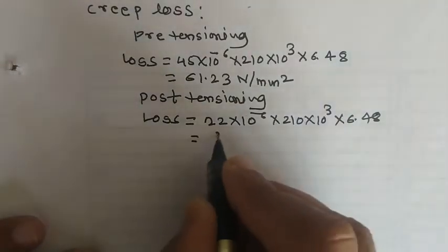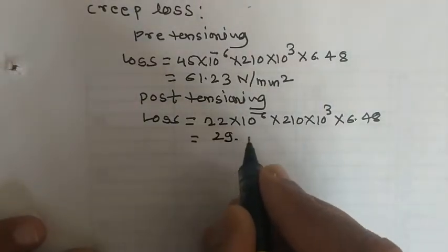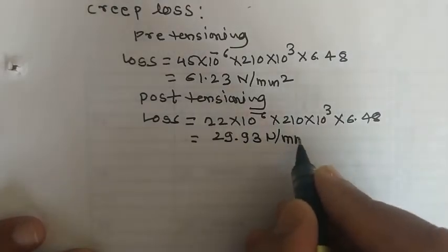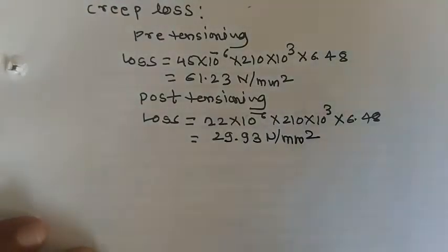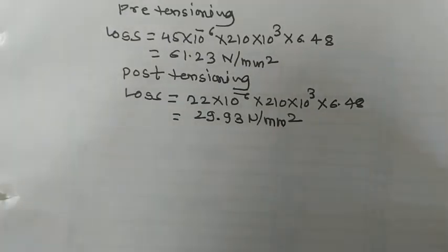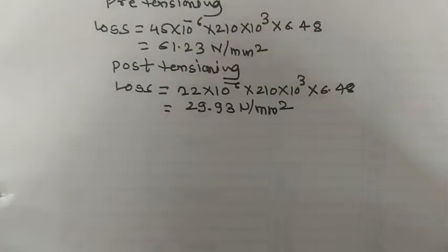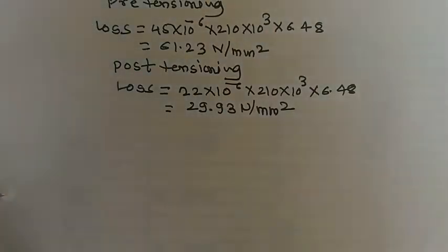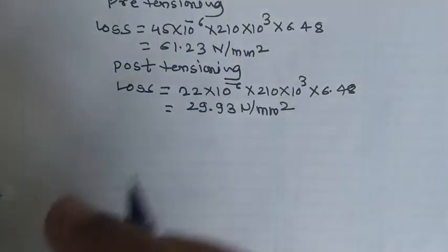The value is 29.93 Newton per mm square. So we have calculated the creep loss. The next is friction loss, which is already calculated, anchorage slip is calculated, shrinkage and creep, these losses are calculated. Now lastly, you have to find out the relaxation loss.